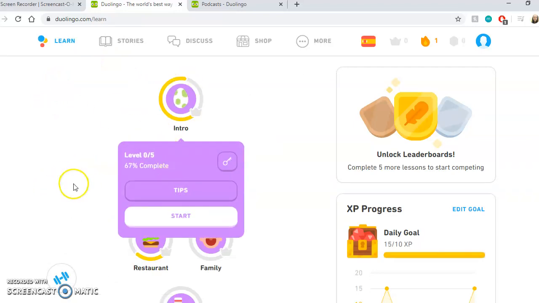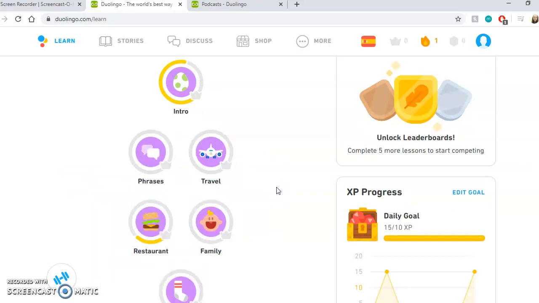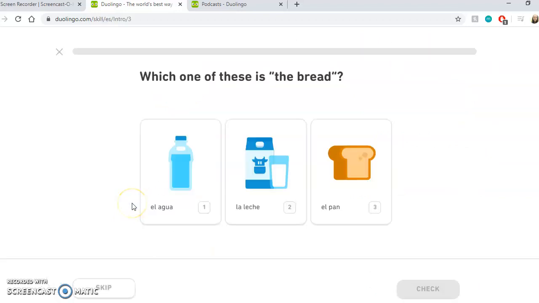Now, this isn't just for intro. It's also there for phrases. It's there for every lesson and every skill you are going to learn. So let's go through the intro. Duolingo varies in what activities you need to accomplish to complete the lesson.